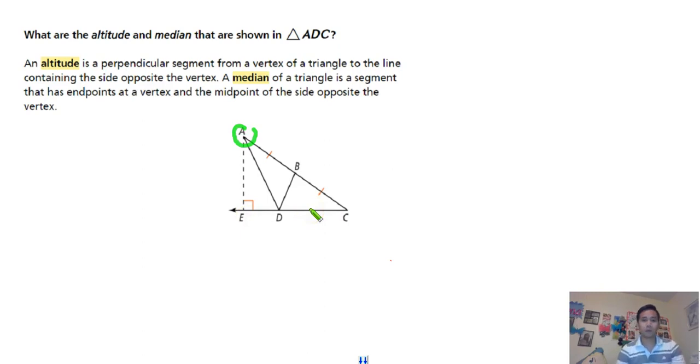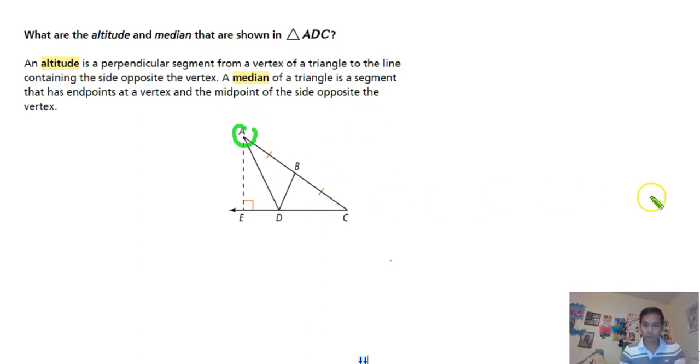While a median of a triangle is a segment that has an endpoint at a vertex and the midpoint of the side opposite to the vertex. So we're going to discuss the uses and the relationship of your altitude and your median. Now we are going to proceed with our first example.